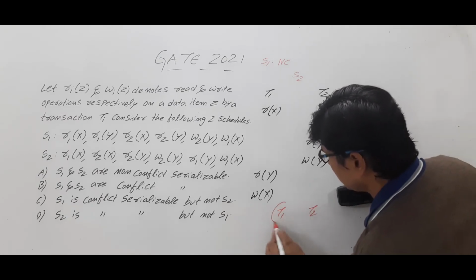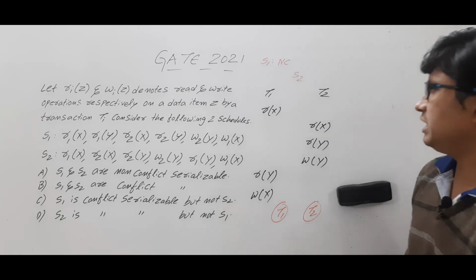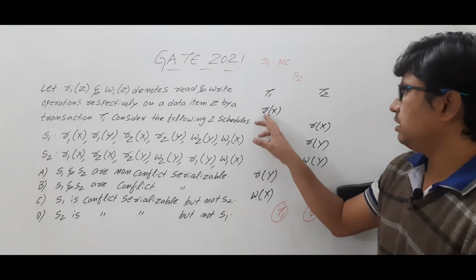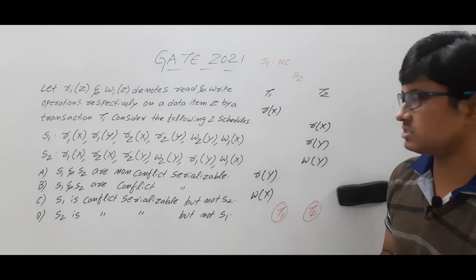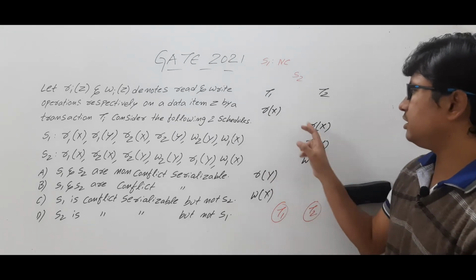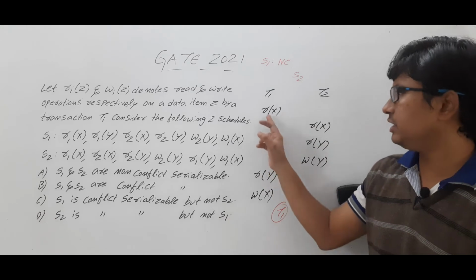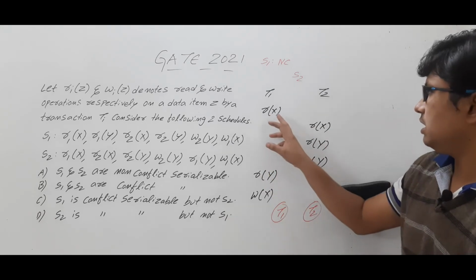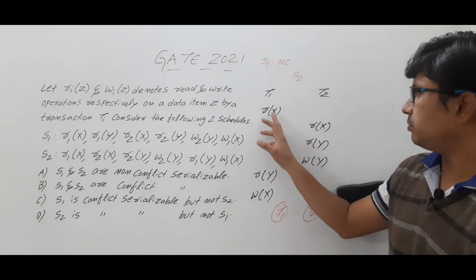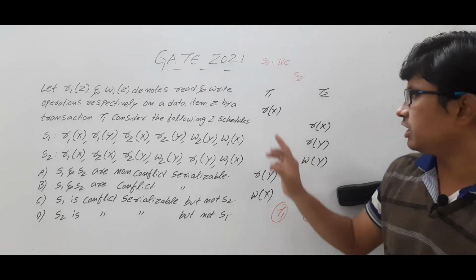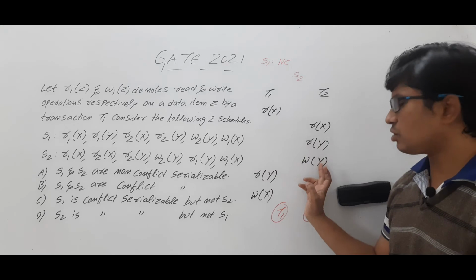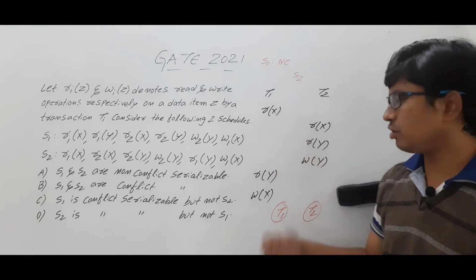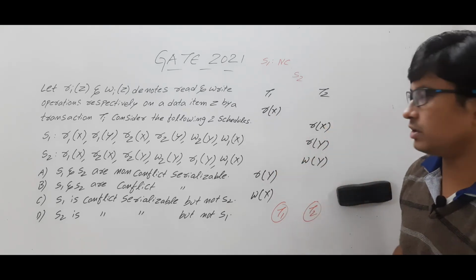T1 and T2 are the two nodes. Now we need to identify the edges. First find with this read of X whether any conflict operations are there. Read of X and read of X is not a conflict. Read on read is not a conflict. This is a different data item, not a problem. Read and write is a conflict, but they are on different data items. Here it is on data item X and this is on data item Y, so it is not a conflict. So this is done.